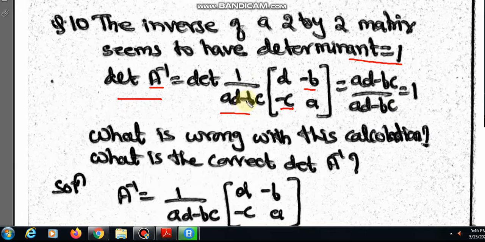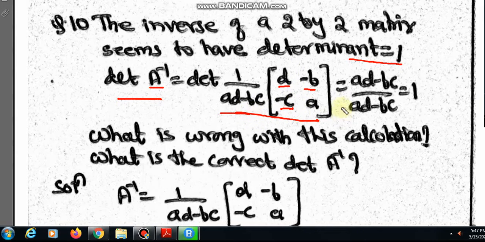You can check here. This multiplication actually is for the whole of the matrix, even for the whole of the rows. A inverse in this formula holds as D divided by AD minus BC, and minus B divided by AD minus BC, minus C divided by AD minus BC. So both the rows are being multiplied.